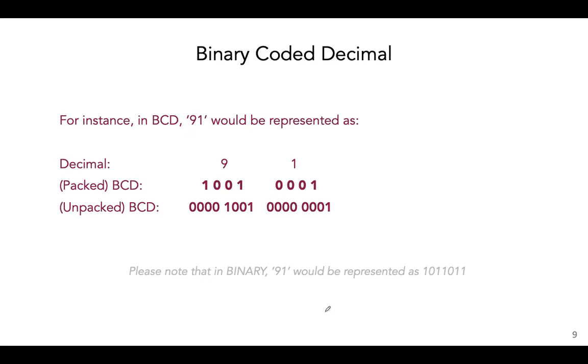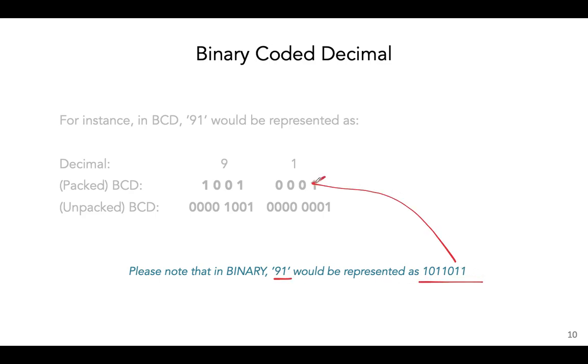Alright, for instance, if we had a decimal number 91, in BCD format, first packed, where we use 4 bits to represent each digit, it would be written something like this. So 4 bits for 9 and 4 bits for 1. In unpacked BCD, we would simply have to allocate 8 bits to each of these digits, so 8 bits for 9 and 8 bits for 1. Now, as you're already aware, in binary, 91 would be represented like this. So this is different from this. So this is all BCD is.